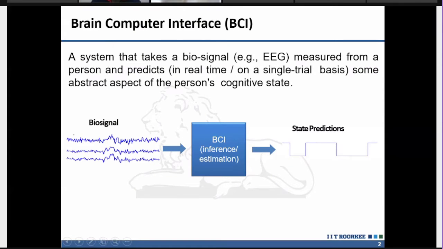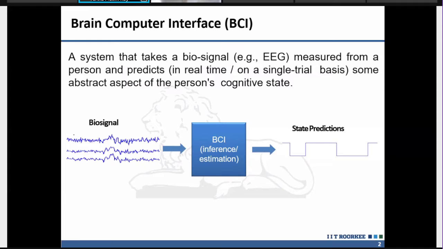So let us see first what is brain computer interface. Some of you already heard of these terms and you might be using this for your experiments in research. So let us see what this brain computer interface is and how we can use these tools for our research. It could be in healthcare or other kinds of things.